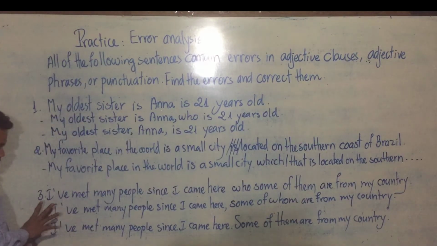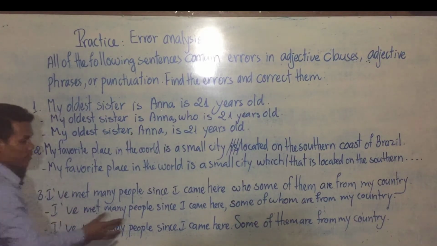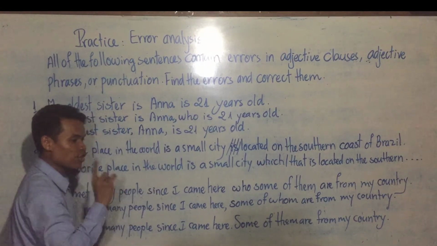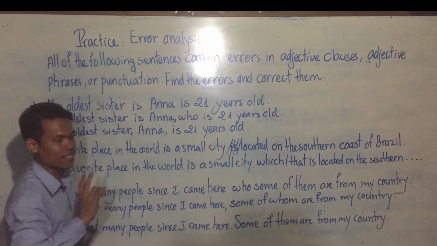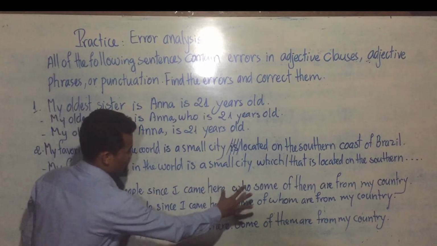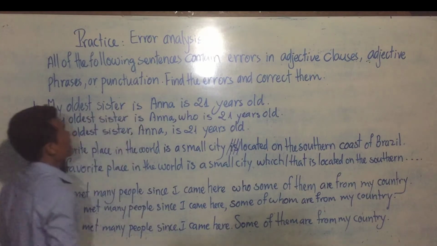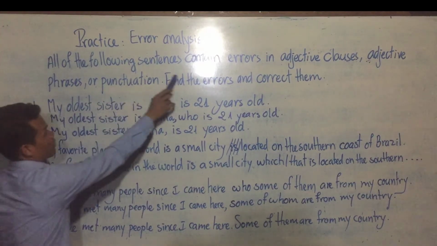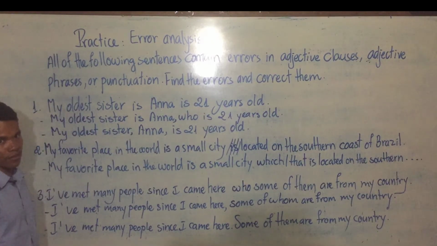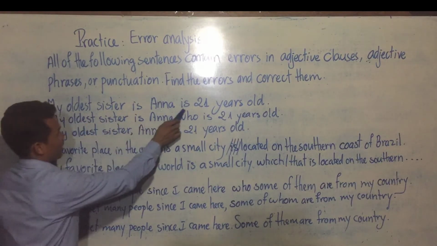So number 3, we also have two ways in order to correct the errors. The first is that you can use one type of adjective clauses, relative pronoun in phrases of quantity, some of whom, but in the other way, no need to use the relative clause at all. We only separate like this. Again, when you see the word error with L like this, sometimes a sentence contains two errors. Okay. Number 1, my older sister is Anna, is 21 years old.